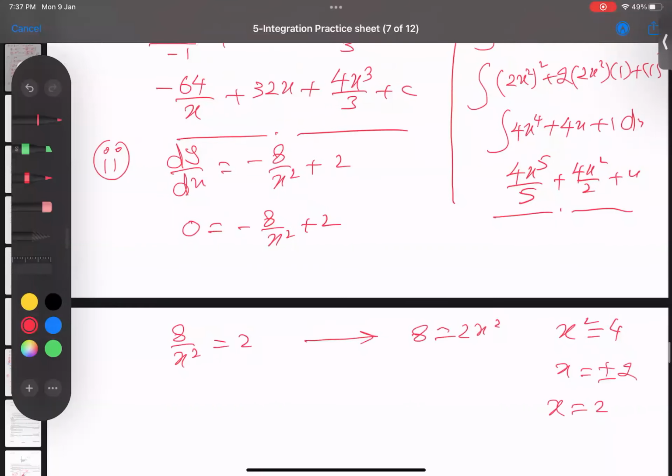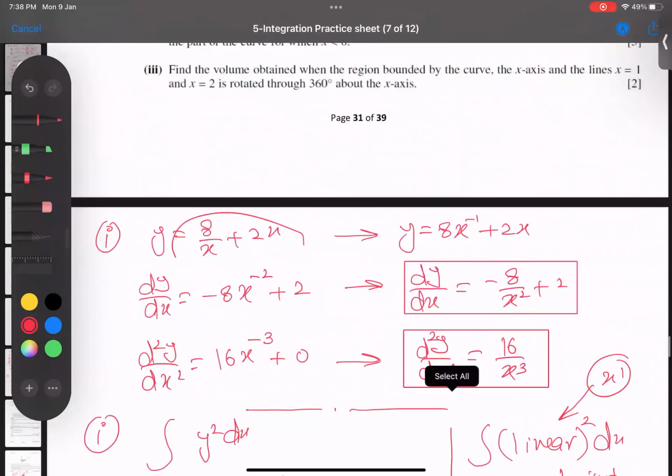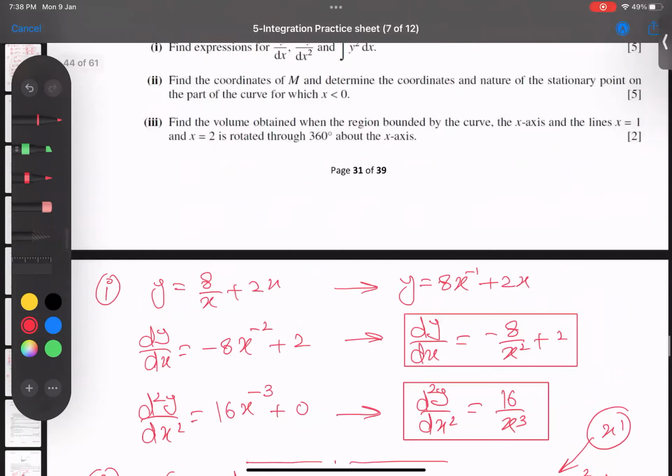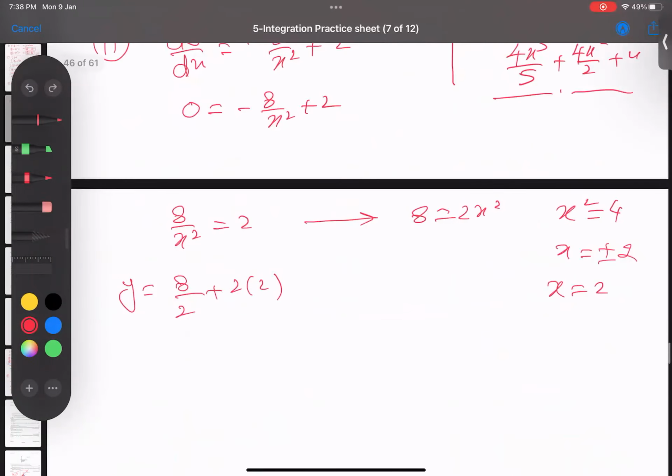But how to find the y value? You know it very well. Equation of the curve: we have here 8 divided by x plus 2x. I plug in 2 here. So I'm getting what here? I'm getting 4 and plus 4, and I get y value is 8. So M coordinates turn out to be 2 comma 8.